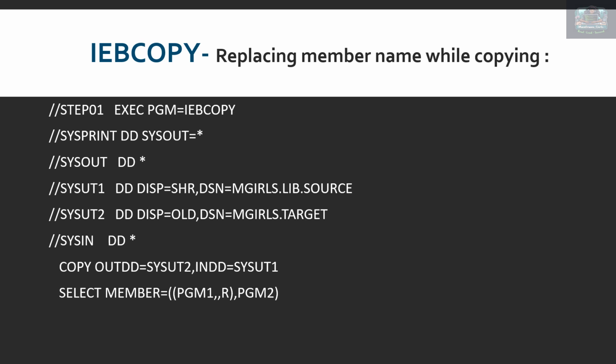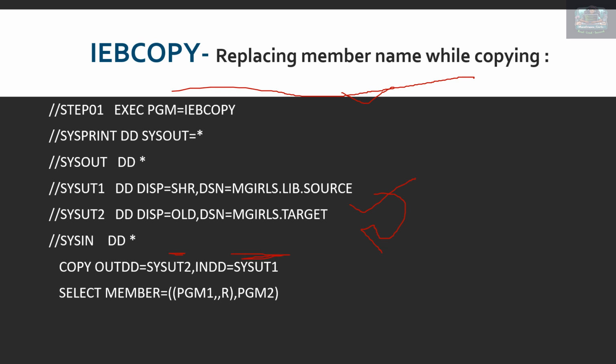So here we are doing replacing a member name while copying. Okay, so you can replace a member name. Suppose this is a source file, and I'm copying data from the source file to the target file. That's what I'm saying here. Our DD is SYSUT2 and NDD is SYSUT1. So I'm copying this from this, right?